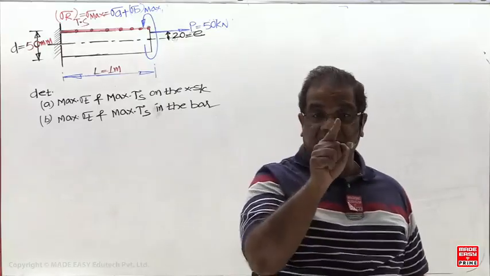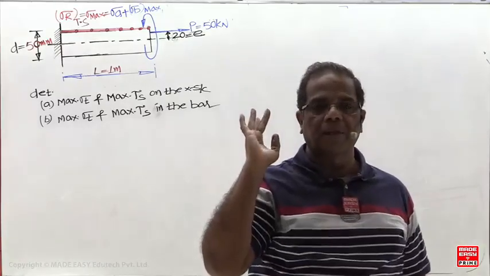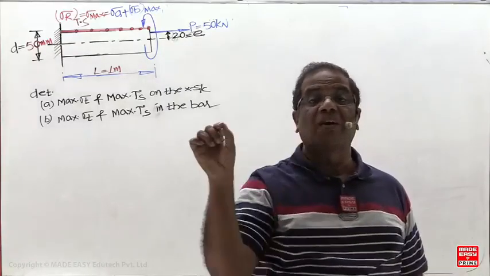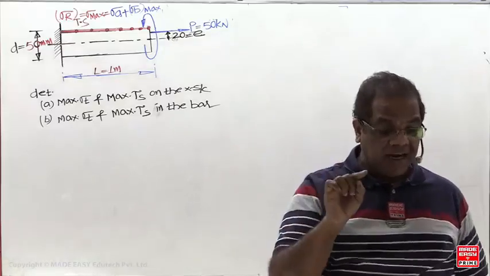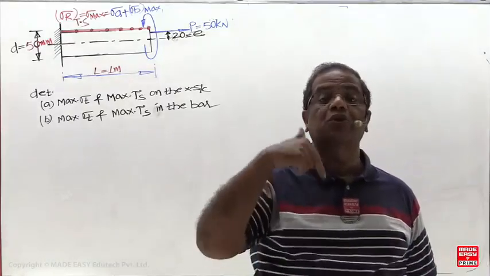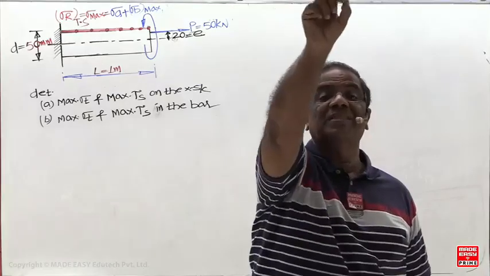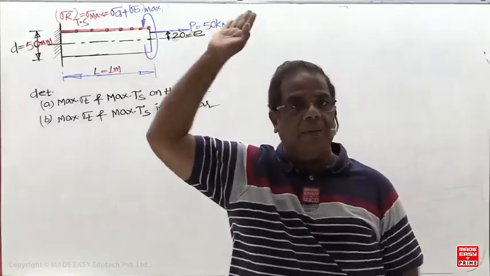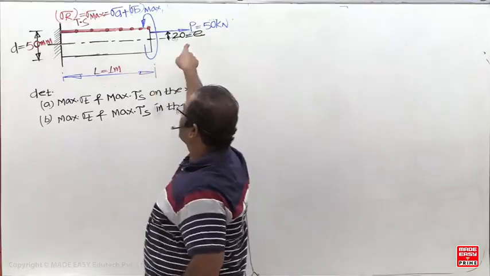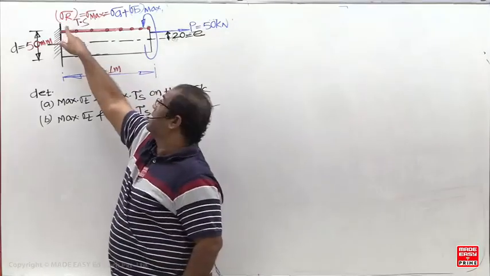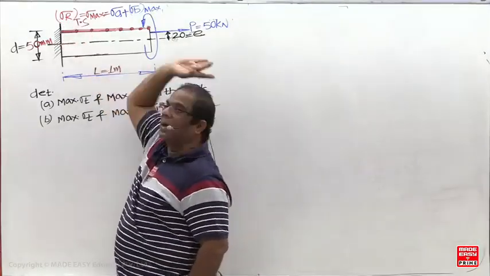So whenever an eccentric axial load is there, what is the first step now? See the line of action of the load. Which surface is it nearer to? This load is near to the top surface. So that is where the resultant normal stress is maximum. This is the top surface. Sigma r, the resultant normal stress, is maximum at the top surface.